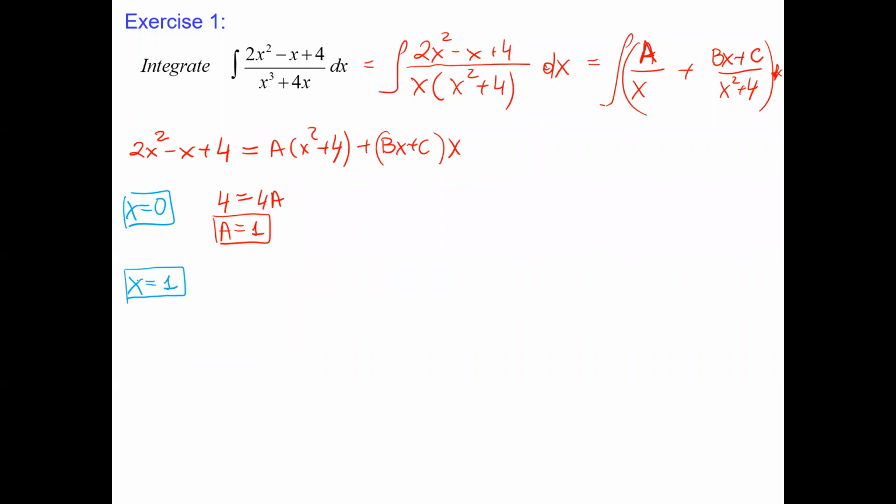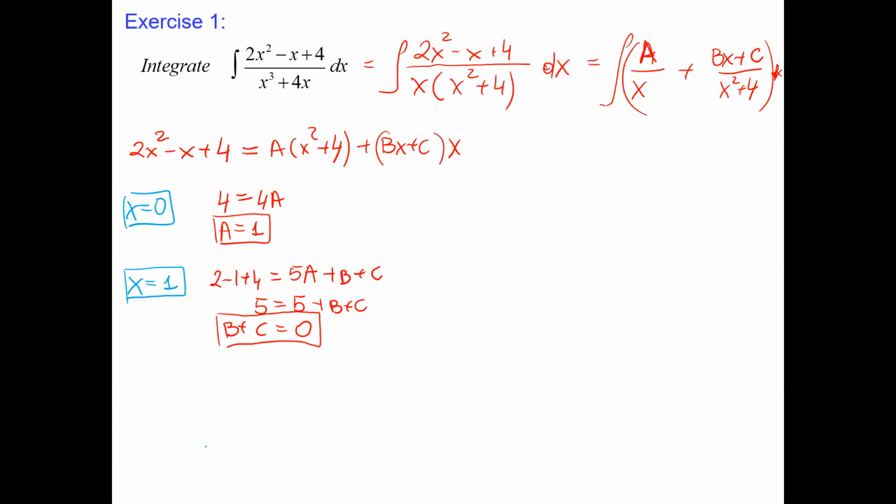X equals 1. Let's substitute: 2 minus 1 plus 4. I can write this down: 1 squared plus 4 is 5a, and 1 times b times 1 is b plus c. Since a is 1, I can substitute 1 times 5, and then b plus c. If I switch the side, b plus c is actually 0. It's okay, because we know that this x equals 1 wasn't 0. That means I end up with two unknowns.